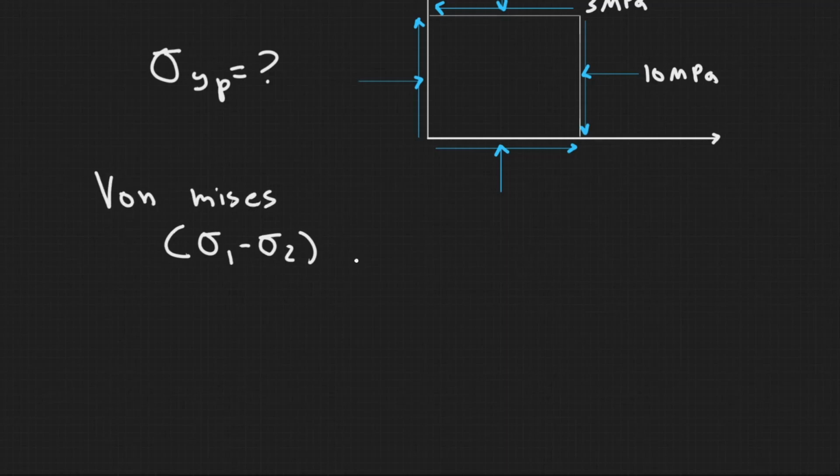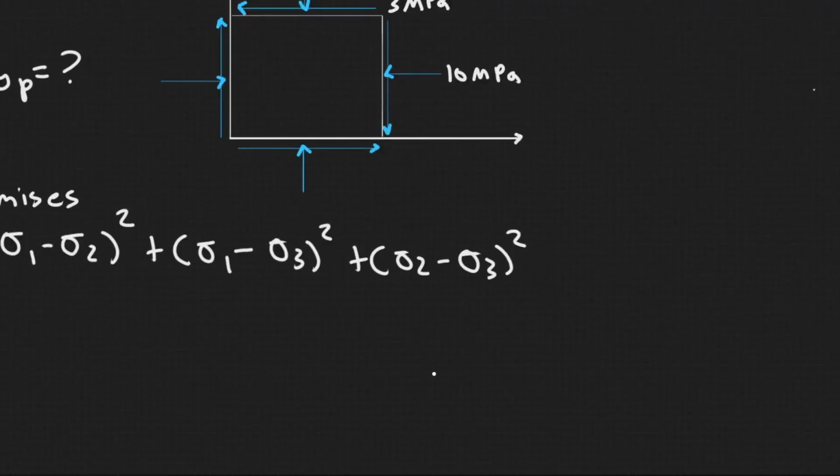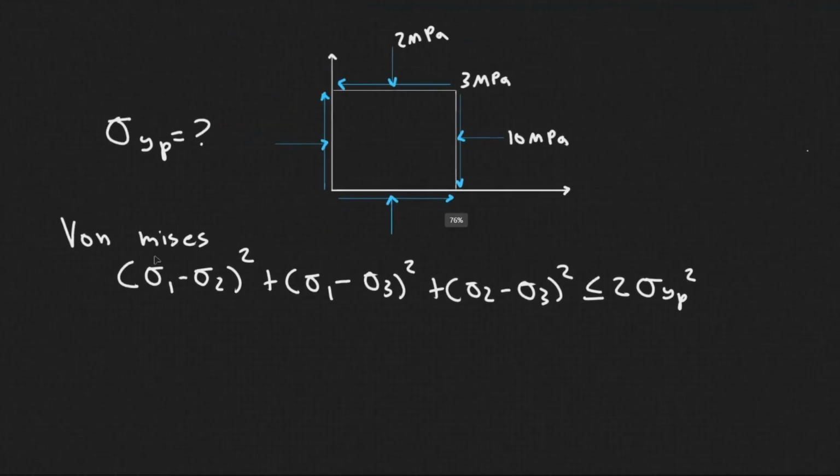So the formula for it is sigma 1 minus sigma 2 squared plus sigma 1 minus sigma 3 squared plus sigma 2 minus sigma 3 squared, and this has to be less than or equal to 2 multiplied by sigma yp squared. So this is the formula for von Mises.